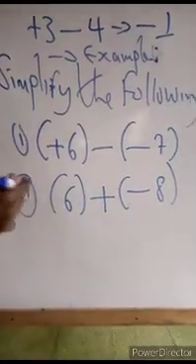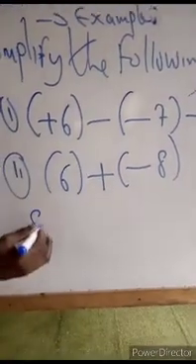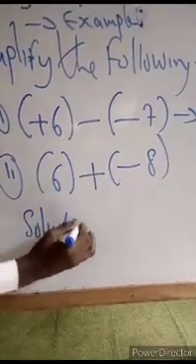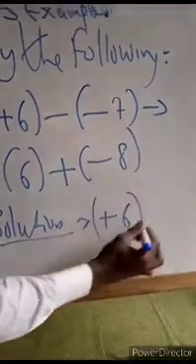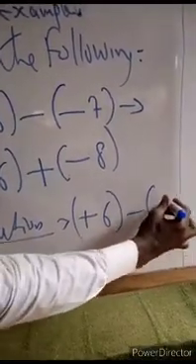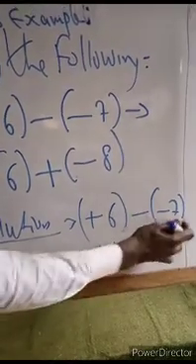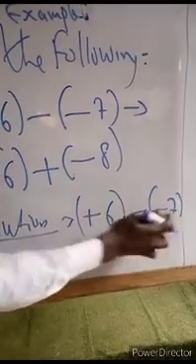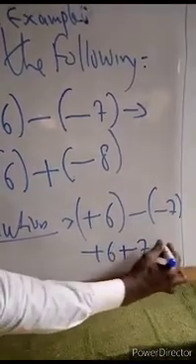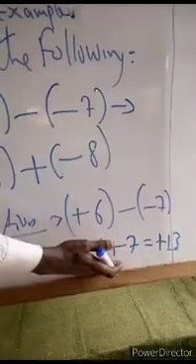So what I'm going to do here now, I'm going to have signs here. The first one, I'll write solution, as you all know. Since I have into bracket plus 6 minus into bracket minus 7, I'm going to write plus 6 out. Then before the next one, I'm going to consider the sign. Minus times minus will give me plus 7. This plus this will give me plus 13. So I'm done with this.